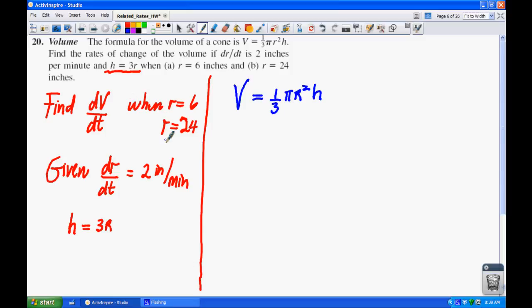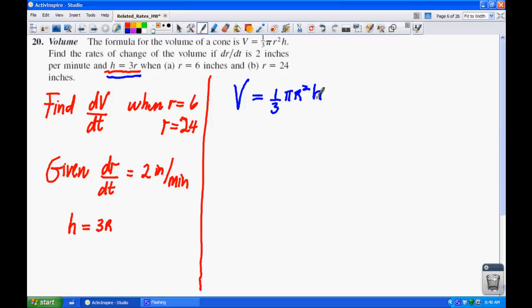So to avoid the hassle, we're going to use this nice gift that is given to us in the problem: H is equal to 3R. That means we're going to make the substitution for H and get rid of H in the get-go, before I differentiate both sides with respect to t. Therefore, I don't have the hassle of using the product rule. Now I'm just going to have one variable, which is R, and I know I have dR/dt, so that's good.